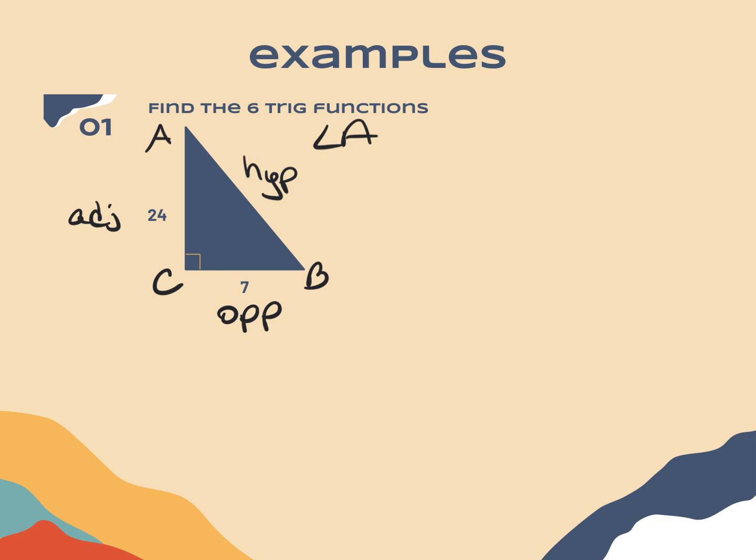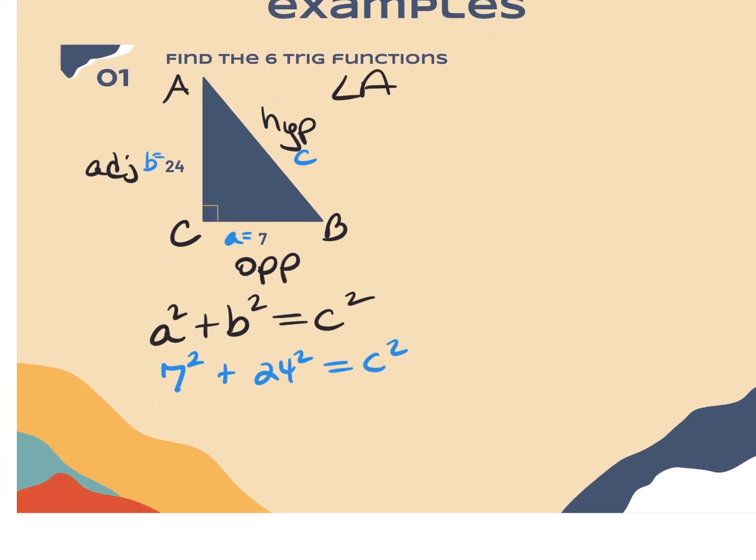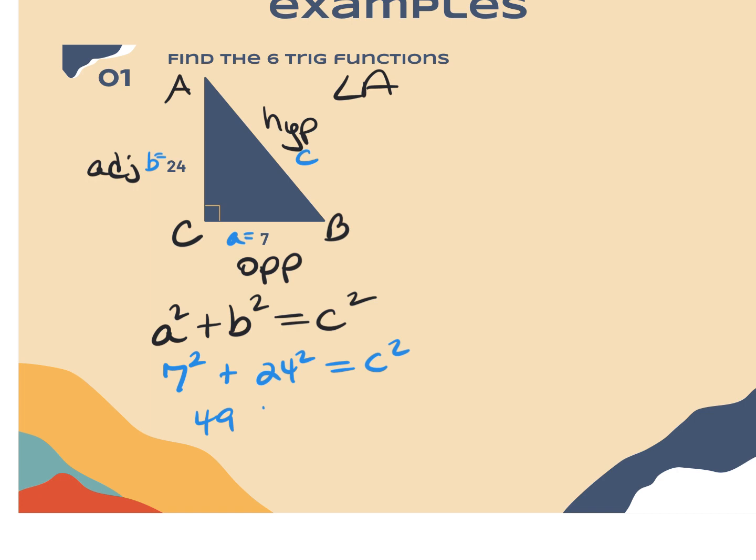So in order to find it, I'm going to do the Pythagorean theorem, which is a squared plus b squared equals c squared. So the side across from angle A is going to be my little a, this is going to be my little b, and I'm looking for c. So I'm going to do 7 squared plus 24 squared equals c squared. 49 plus 576 equals c squared. 625 when I add them.